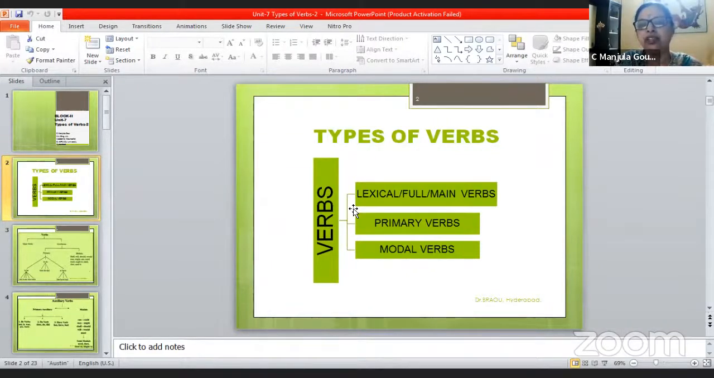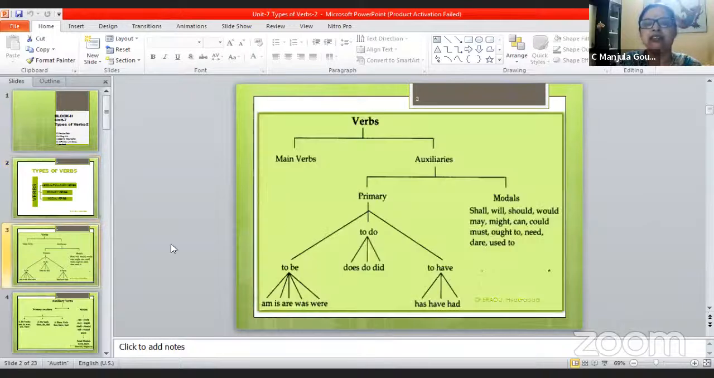We already understood that verbs are divided into 3 types. That is lexical, full or main verbs. And the second one is primary verbs or modal verbs. In the previous class, we have done only the lexical verbs or the full or the main verbs. Now, when we speak about the primary verbs or the modal verbs, basically we can say that the verbs are divided into 2 types, not 3 exactly. So let us look at this chart here now.